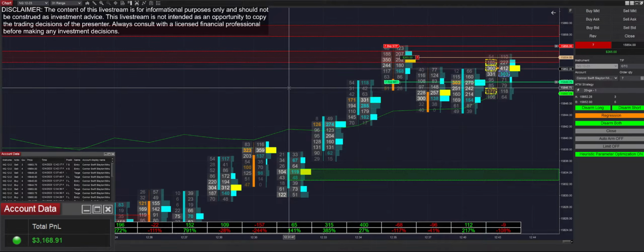Unfortunately, there we got stopped out. It's going to be our first loss of the day, bringing us back down to 27.69. Have about 15 minutes left on the day.